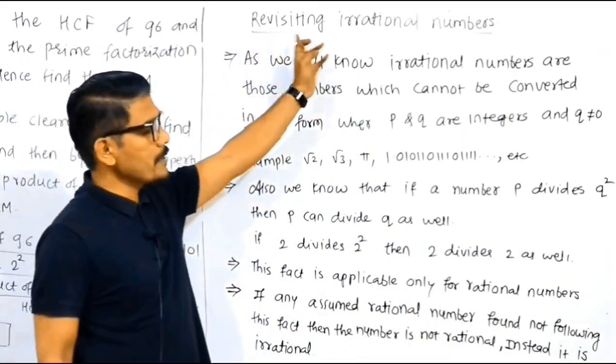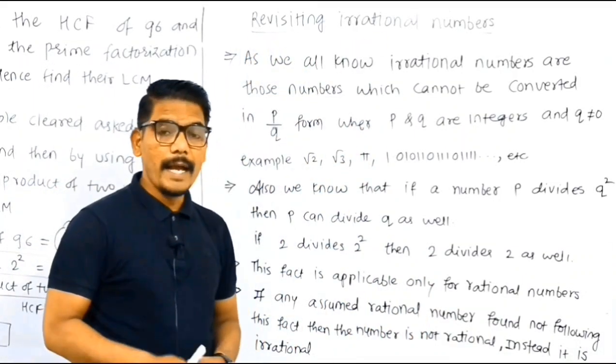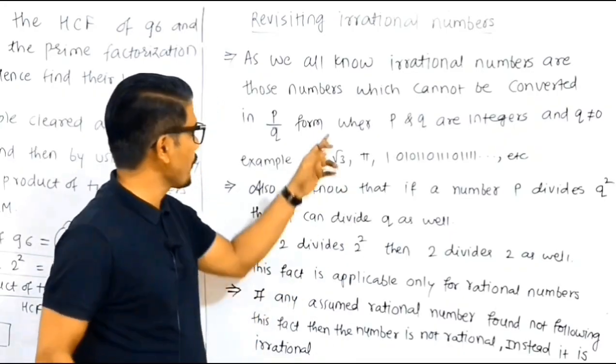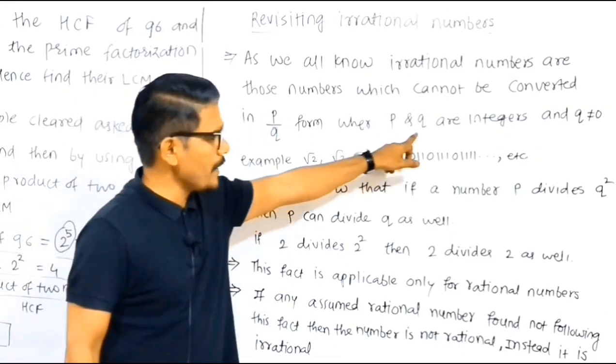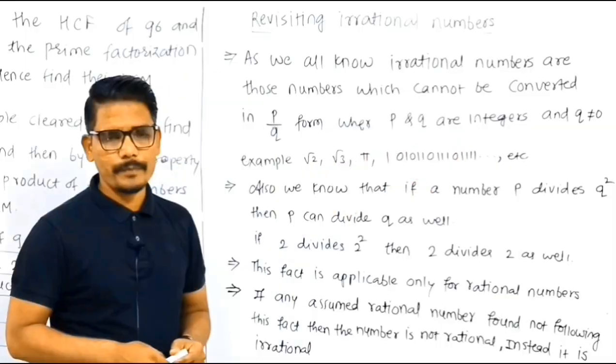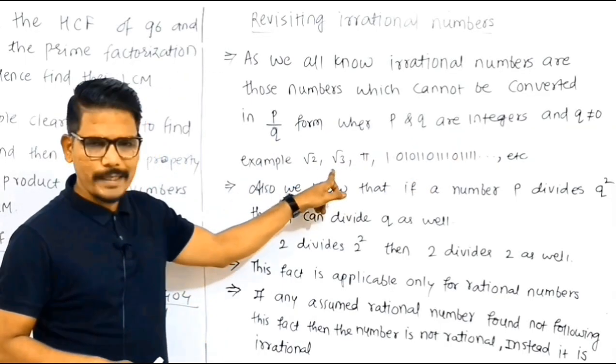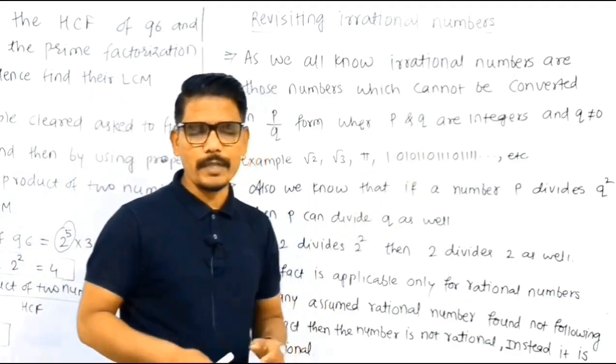Now let's start with a new topic, revisiting irrational numbers. As we all know, irrational numbers are those numbers which cannot be converted into p upon q form, where p and q are integers and q must not be equal to 0. Examples of irrational numbers are root 2, root 3, and pi.